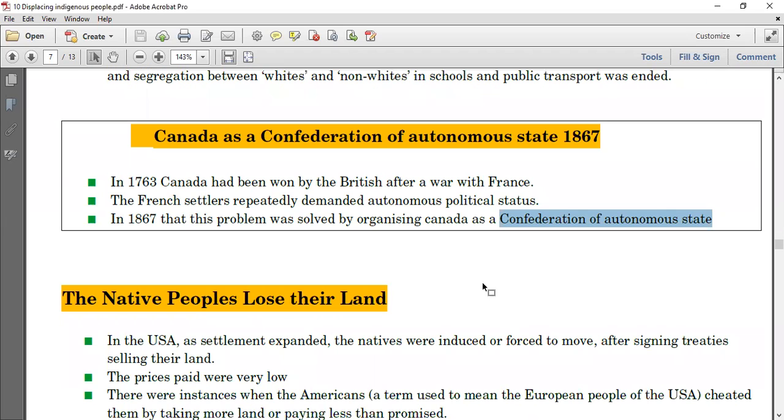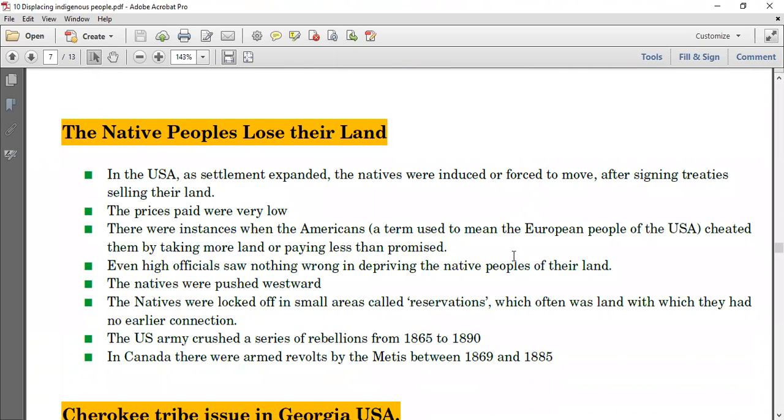So, because the French settlers were repeatedly demanding autonomous political status, in 1867 Canada was organized as a confederation of autonomous states. In the USA, the settlement started to expand, and the natives were induced or forced to move after signing treaties that sold off their land. And the prices that they were paid for the land were very low.